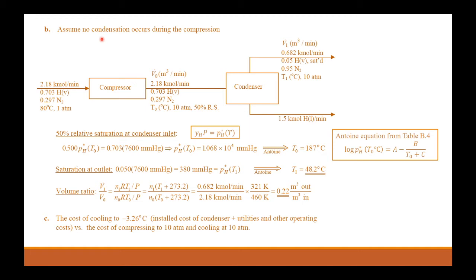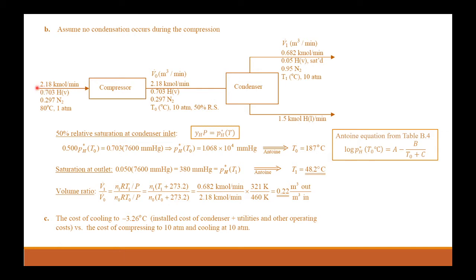Now for part B, we assume that no condensation occurs during the compression, meaning the only changes made are the temperature and the pressure, which would be increased from 1 atm to 10 atm. So now look at this. Previously we had our gas stream leaving the dryer going straight to the condenser. Now we feed the gas into a compressor first, and only then feed it to the condenser.